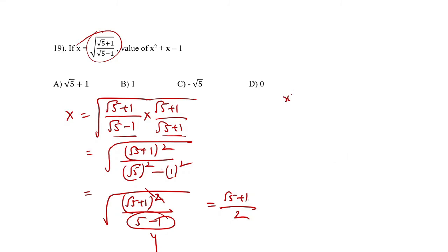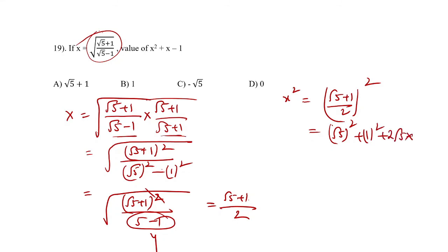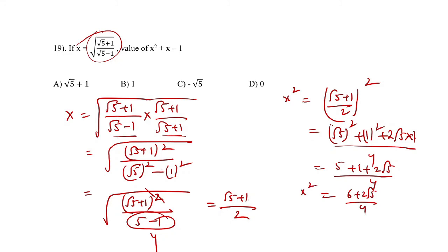Now x square is equal to root 5 plus 1 by 2 whole square. That equals root 5 whole square plus 1 square plus 2ab, 2 root 5 into 1, by 4. That equals 5 plus 1 plus 2 root 5 by 4. That equals 6 plus 2 root 5 by 4. This is the value of x square. X value is root 5 plus 1 by 2 and x square value is this.